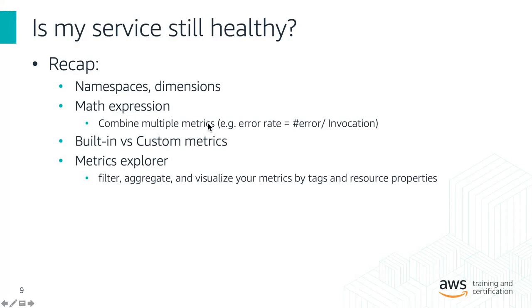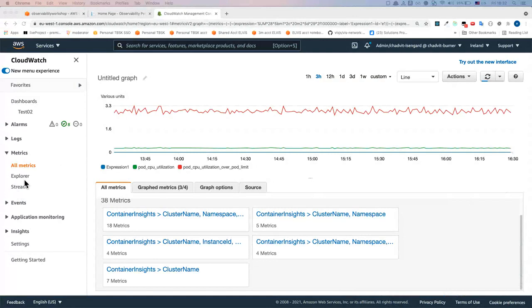Okay. And then we talk a little bit about the math expression, which is useful to combine multiple metrics and make a more complex one. We have built-in and custom metrics I mentioned earlier, and there's also the feature called Metrics Explorer, which allows you to filter, aggregate, and visualize your metrics by tags and resource properties. I haven't demoed this, so let me quickly show you.